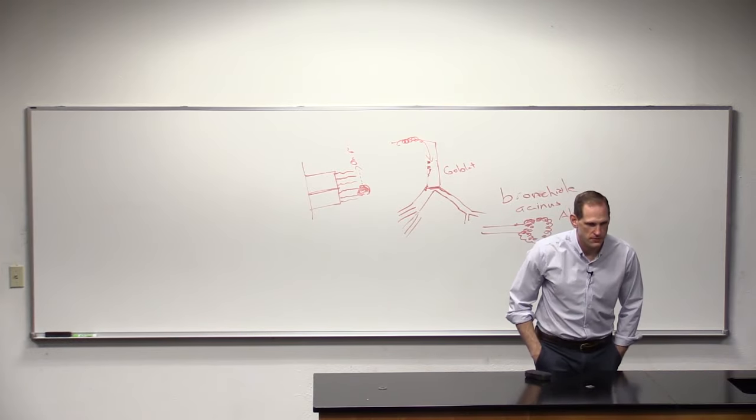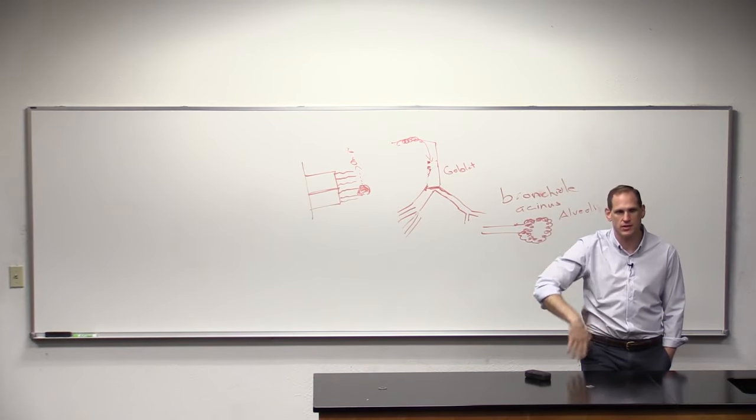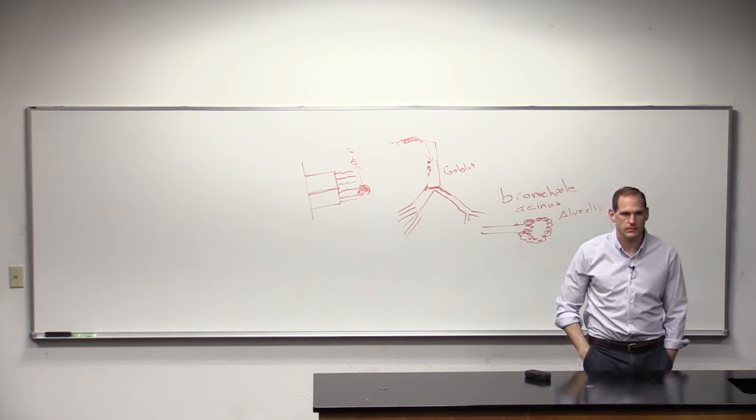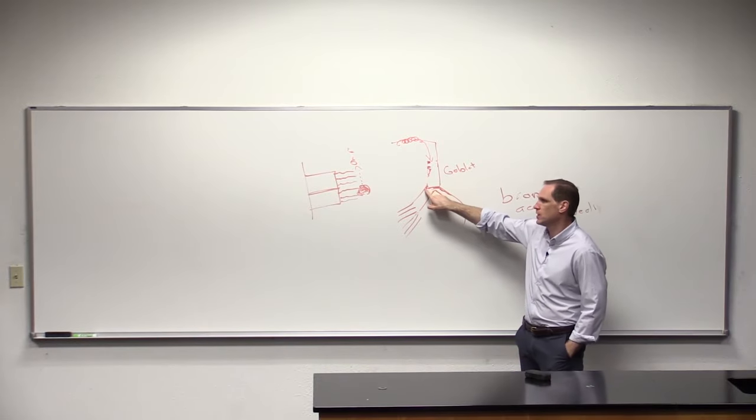So these are mechanical defenses. They're things that prevent stuff from getting down into the lung itself. Okay? So is the carina that little part that you drew where it stops? Yeah, so this will be the last cartilaginous ring.